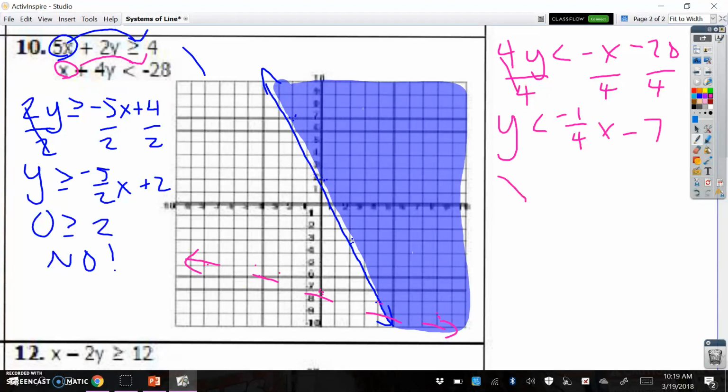Which side do we shade? So 0 less than negative 7. Is negative 7 bigger than 0? Nope. So we shade the other side. And it looks like the point where they cross is a little bitty spot at the bottom.